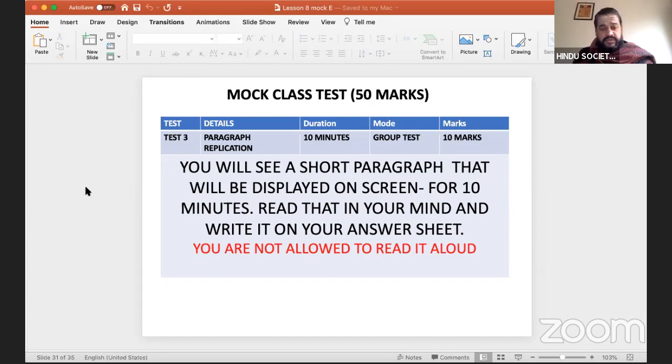The next test is, you will see a short paragraph on the screen. Approximately for 10 minutes, I will leave it on the screen. Read it and write it on a sheet of paper and take a picture and send me once you finish it. All right, in Sanskrit. So any questions? Can we move? I'm going to show that now.